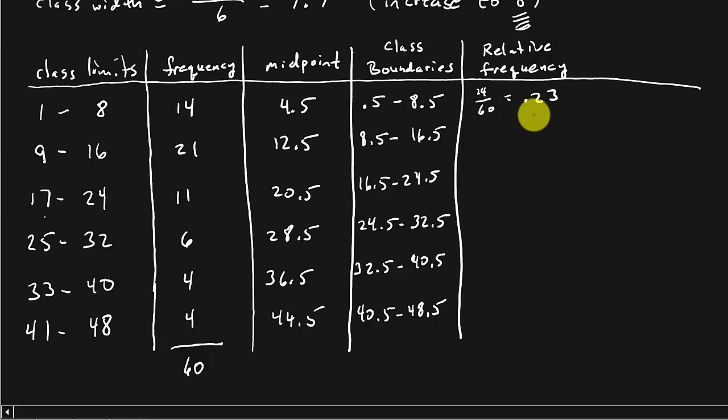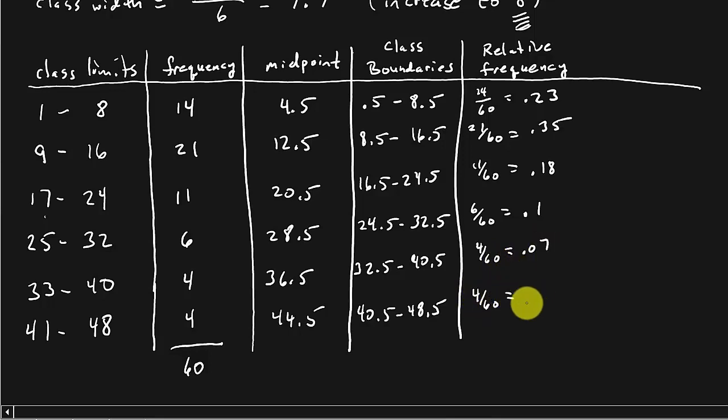Okay, so it's the frequency of that class divided by the sum of all the frequencies. So for the next one, that would be 21 over 60, which is 0.35. And then this would be 11 over 60, which would be 0.18. And then this would be 6 over 60, which is 0.1. And then this would be 4 over 60, which is 0.07, and 4 over 60, which equals 0.07. So that's how you get your relative frequencies.